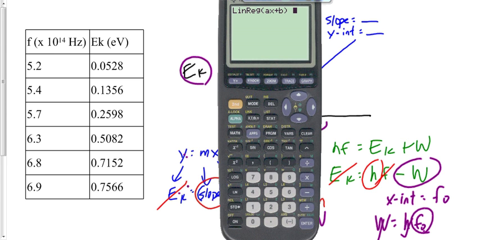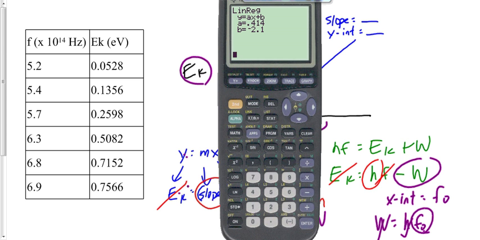Press enter. Press enter again. And look at what happens. It tells me my equation is y equals ax plus b. A is 0.414. B is negative 2.1. My slope is 0.414, and my y-intercept is negative 2.1.